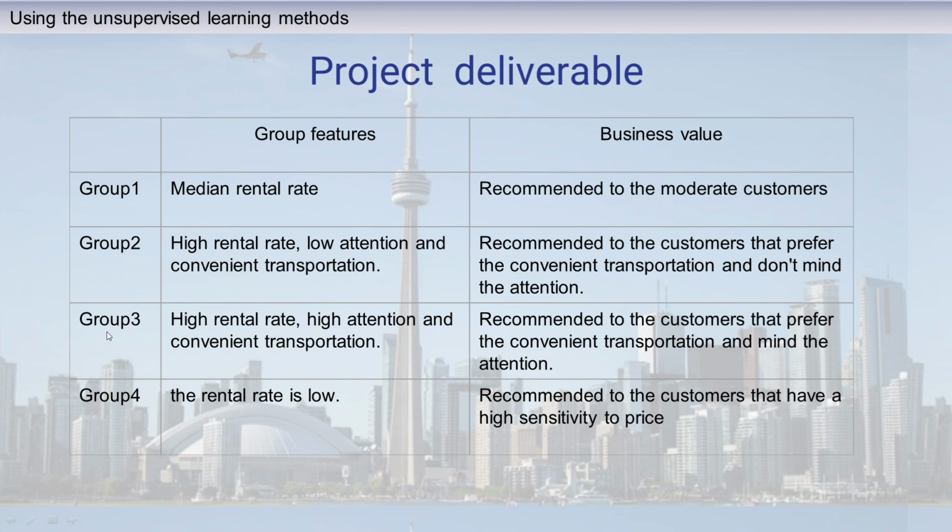Group 3 has a higher rental rate and high attention because group 3 has more reviews, and it also has convenient transportation. Group 4, the rental rate is low.